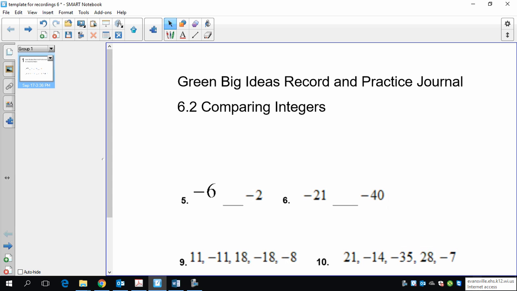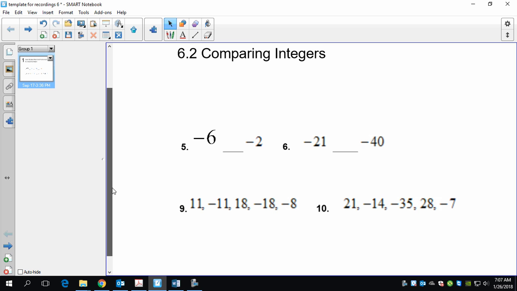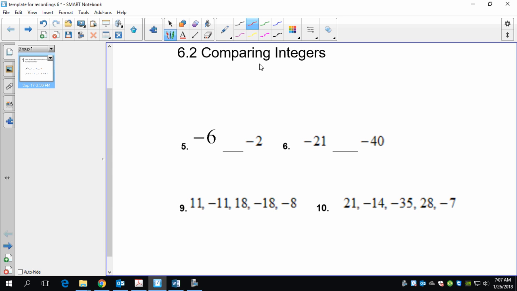We are working in the Green Big Ideas Record and Practice Journal. Today we're working on 6.2, comparing integers. We're looking at number 5 and 6, and what we want to do is use the greater than, less than, or equal to symbols.